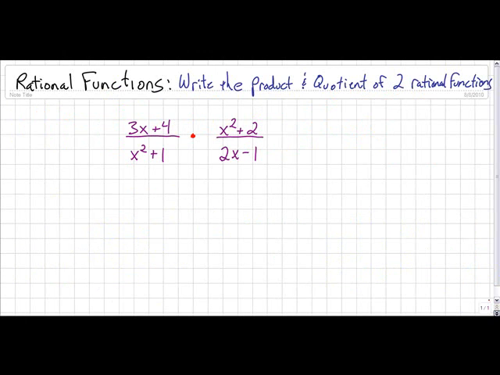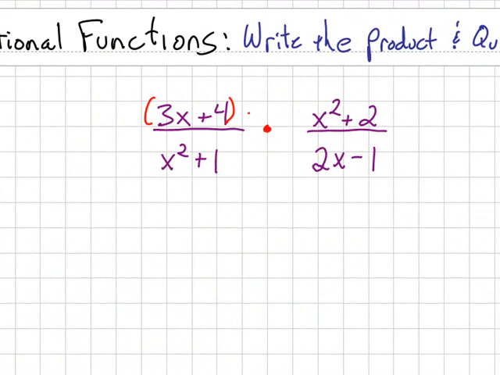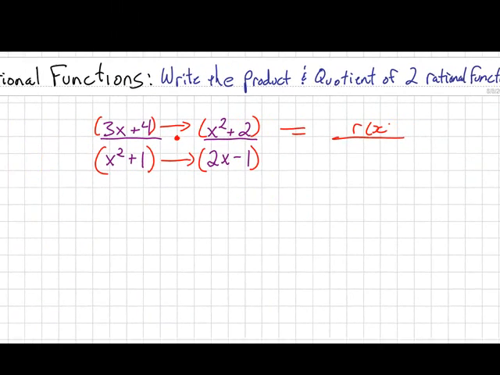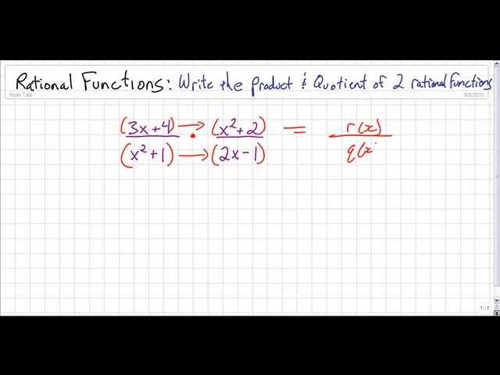Now trying to find the product between two rational functions. This is actually quite simple. All you do, just like when you multiply two fractions, is take the top quantity and multiply it by the top quantity of the other function. And then you take the bottom quantity and multiply it by the bottom quantity of the other rational function, and you have your new rational function. So simply multiply straight across and you'll be fine with the rational function.